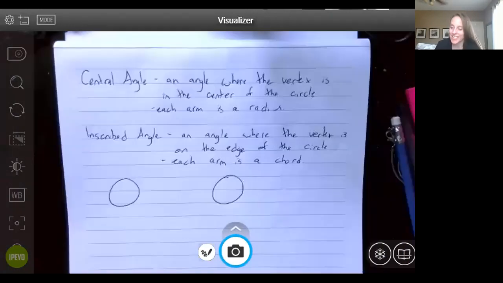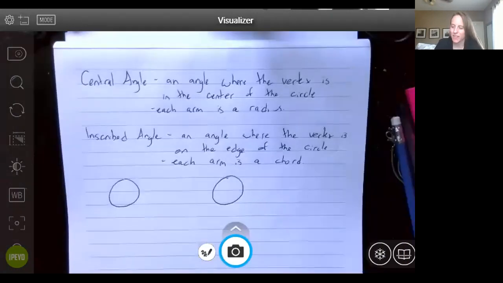Okay, so let's get into the actual angles stuff of this lesson. So there are 2 main types of angles in circle geometry. We have the central angle and the inscribed angle. The central angle is going to have the vertex, which is the point of the angle, in the center of the circle, and then each arm that's coming off of that angle is going to be a radius.